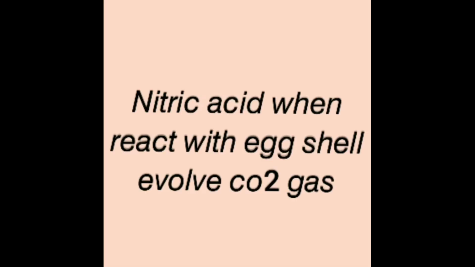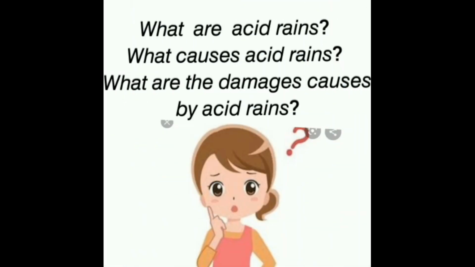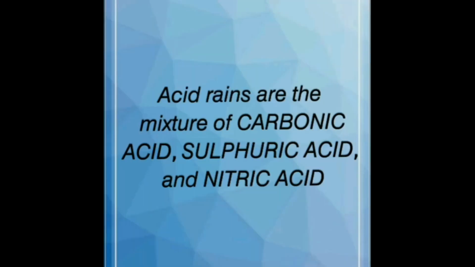And our next point is, when nitric acid is added to eggshell, CO2 gas is evolved and lime water turns milky white when carbon dioxide passes through it. I think you have heard or experienced acid rains. What are acid rains? What causes acid rains? What are the damages caused by acid rains? Let us find the answer.